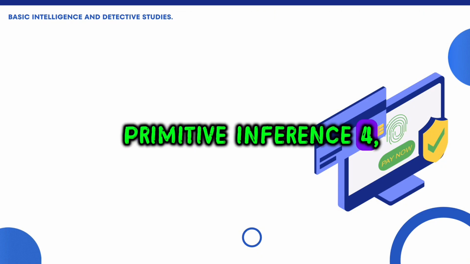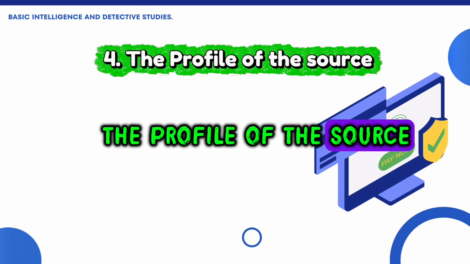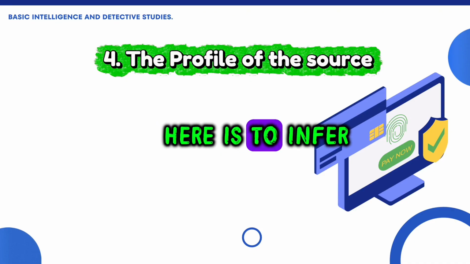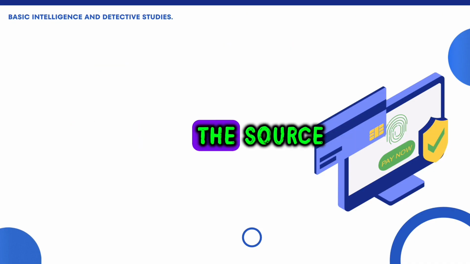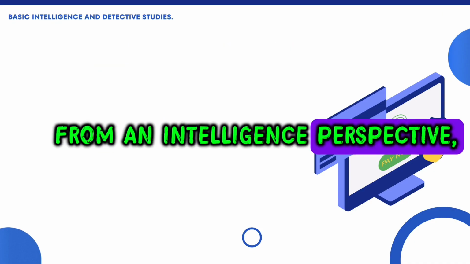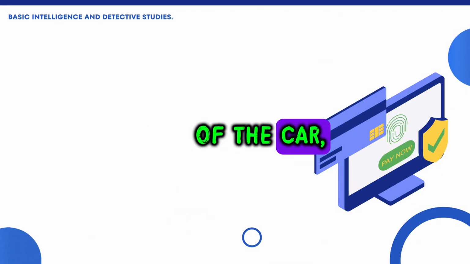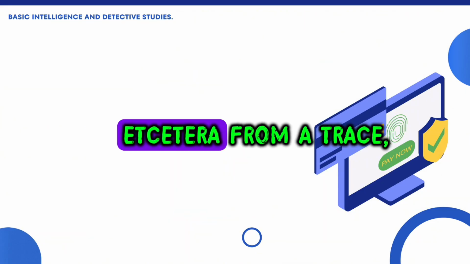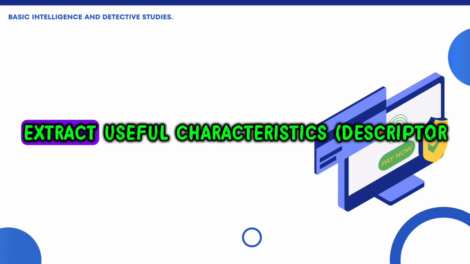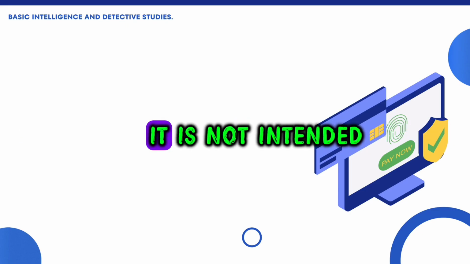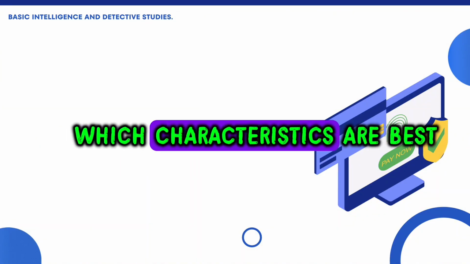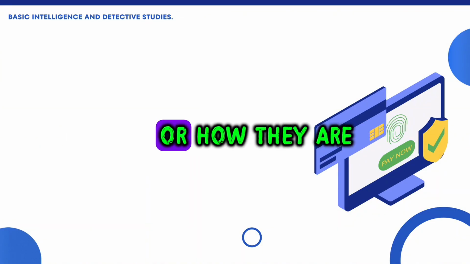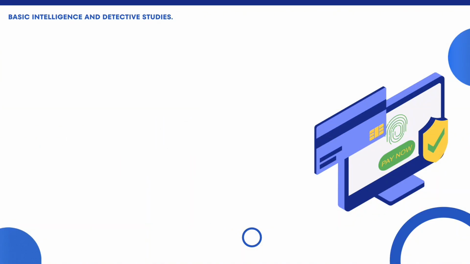Primitive inference 4, the profile of the source. The objective here is to infer some useful characteristics of the source from an intelligence perspective, such as the color of the car, the height of a person, the shape of a vehicle, etc. From a trace, extract useful characteristics, descriptors of the source. It is not intended here to debate which characteristics are best to extract or how they are to be extracted.